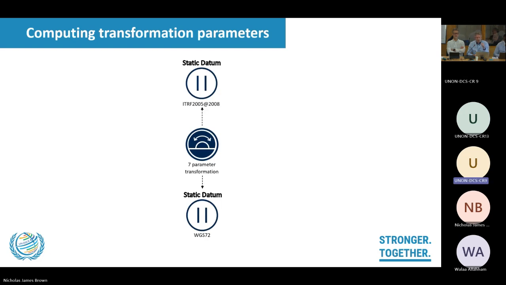So they wanted to move, as you can see at the bottom there, from WGS72, and the static datum they wanted to work in, because that was what's used by the Convention on Law of the Sea, was ITRF 2005 at the epoch of 2008. So we were helping them compute this 7-parameter transformation in the middle.